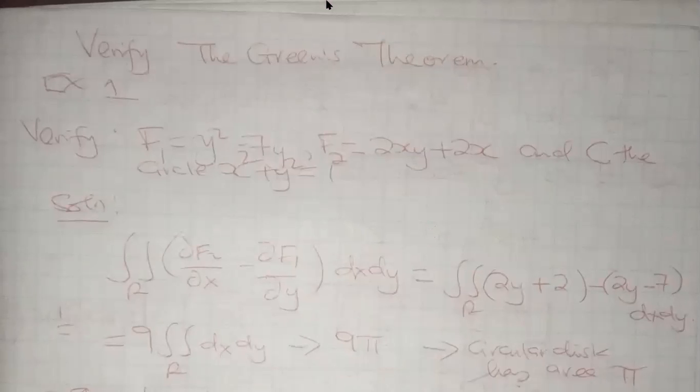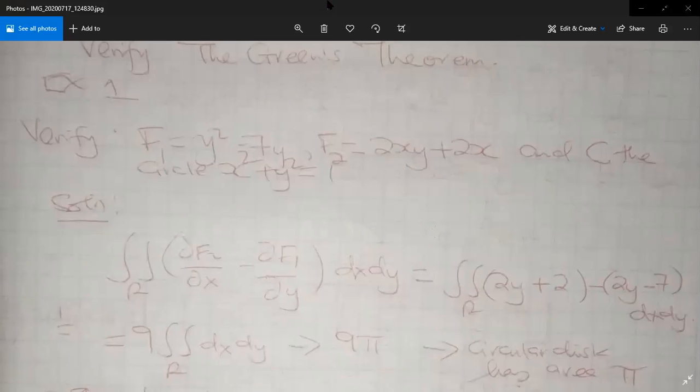So here is the working, and as you can see, we have our enclosed region. I called it R, and then we have the partial derivative of F2 with respect to x, minus the partial derivative of F1 with respect to y, dx dy. So you just come here and work out these partial derivatives.